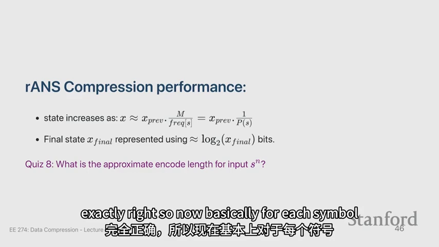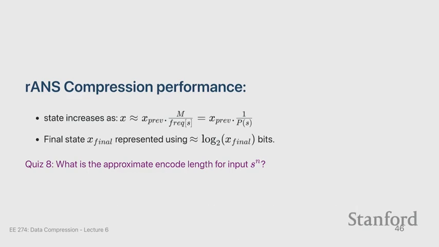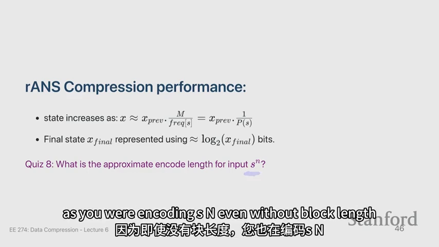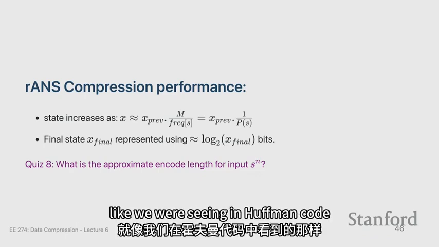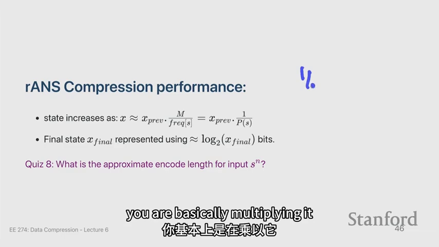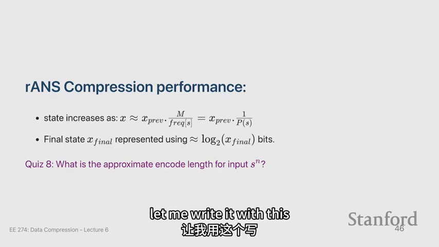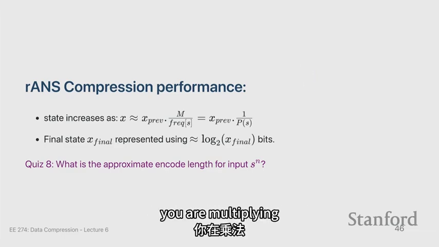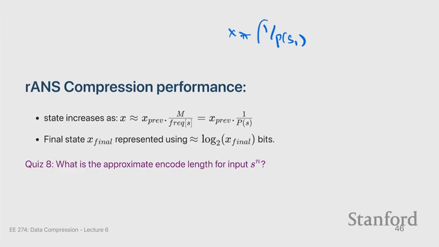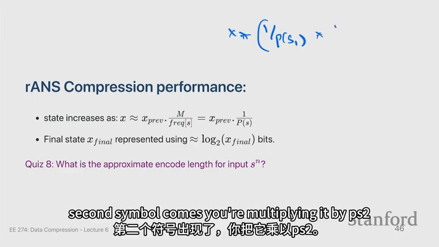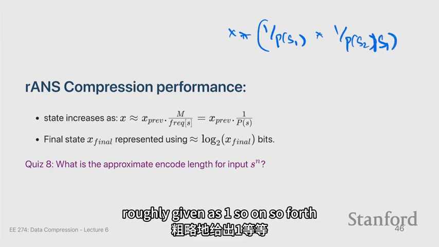Exactly, right? So now, basically for each symbol, as you were encoding Sn, even without the block lengths involved, like we were seeing in Huffman code, you are basically multiplying. Let me write it with this. When the first symbol comes, you are multiplying X by 1 over P(S1). When the second symbol comes, you are multiplying it by 1 over P(S2) roughly given S1, and so on and so forth.